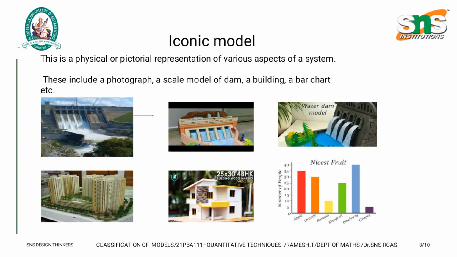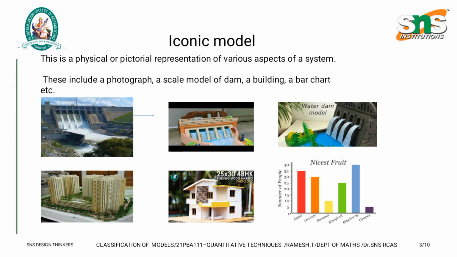Suppose you draw a line like the symbol of a star. It is only a picture, but we recognize that it's the shape of a star. So that is called a model. It's a model of a star. That's all. Now here we discuss various types of models.